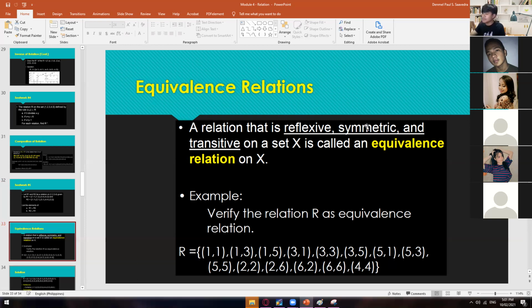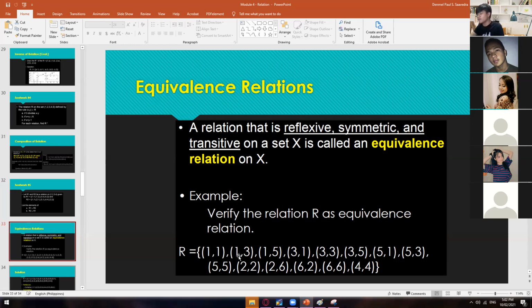But how about symmetric? Let's see. In here we have 1,3, then we should have 3,1, which is this one. We have 1,5, we should have 5,1, which is this one. And then 3,3, no problem. 3,5: if we have 3,5, we should have 5,3, which is this one. And then 2,6, then we should have 6,2. And yeah, no more. As you can see, this one is also symmetric. So check.